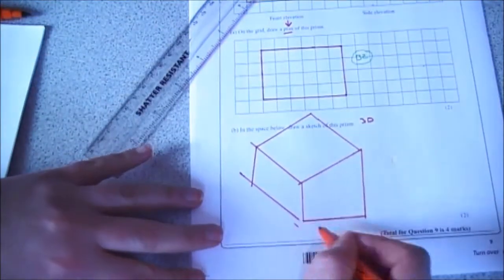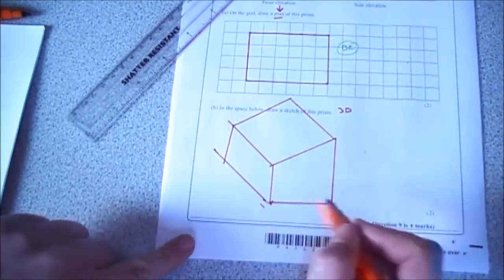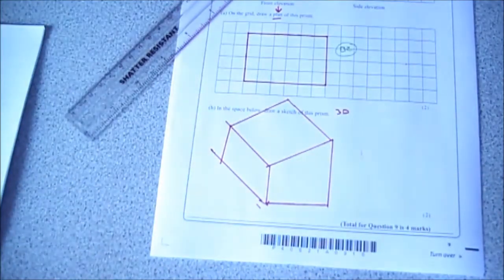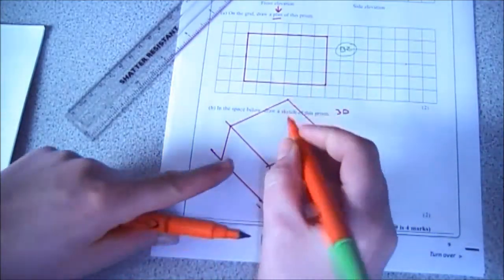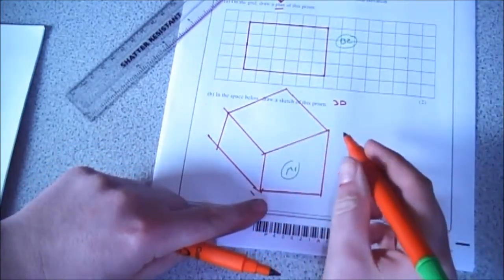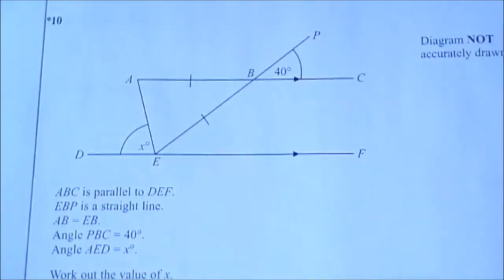So that's going to be what your 3D shape actually looks like. And that's a 2-mark question. You get 1 mark for any 3D shape with a trapezium cross section, and you get the second mark if you've done it correct. Question 10 is angles in parallel lines with a little bit of geometry thrown in.